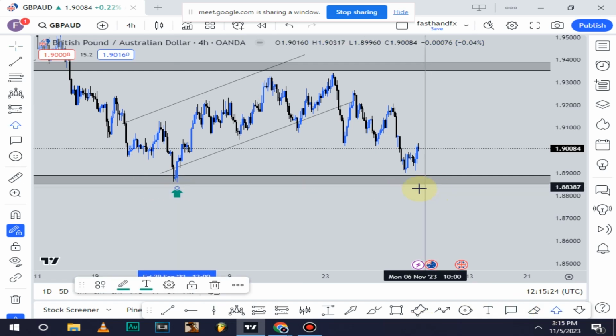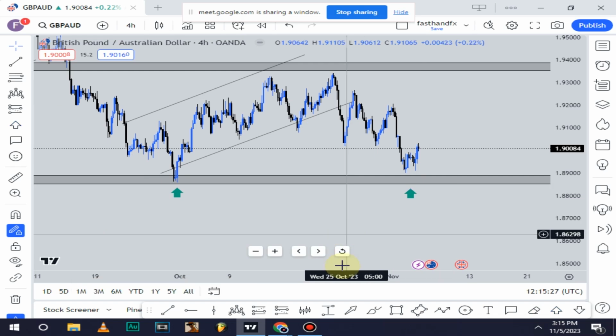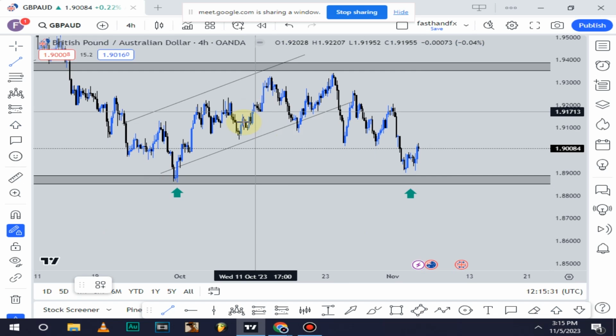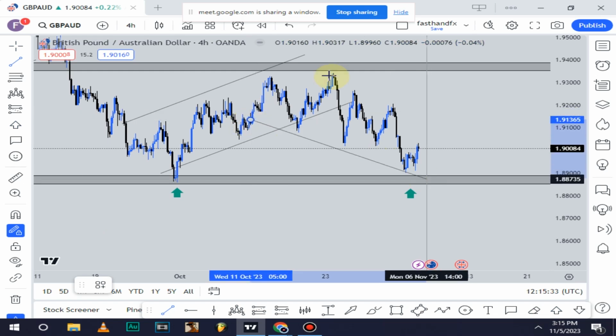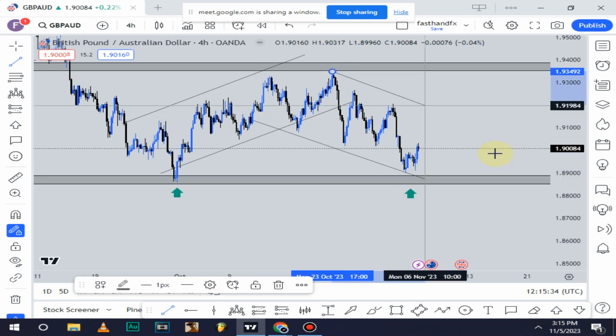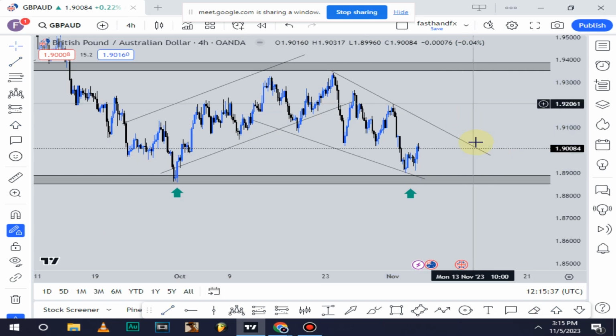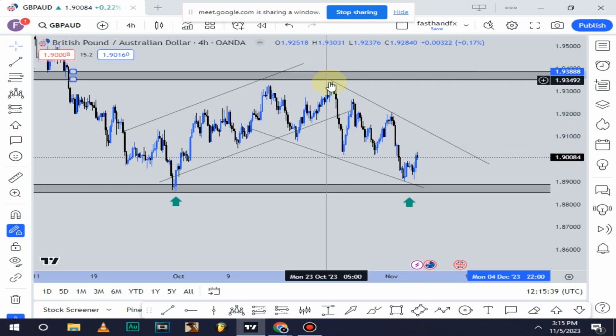Oh, we have that. Boom, boom, boom. That's the reversal to go up. How about that? And guess what? We can see this also some sort of a bullish flag right here. But guess what? There's no bullish flag. Look at this.